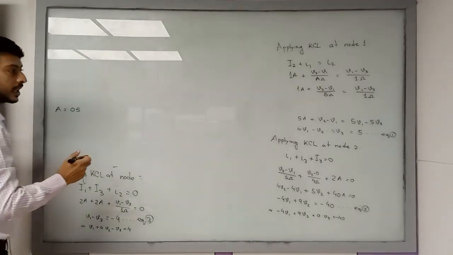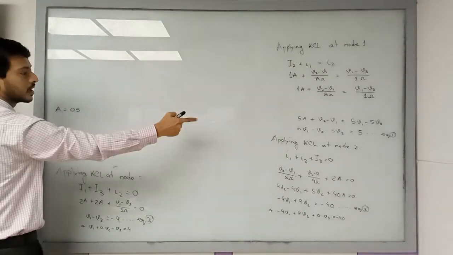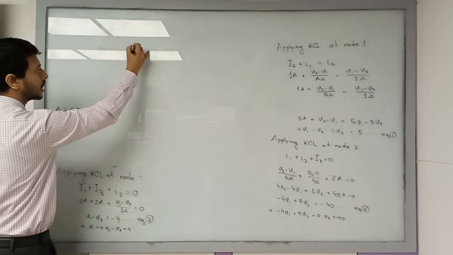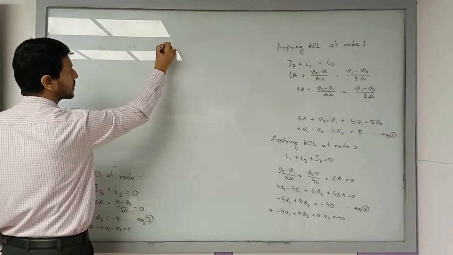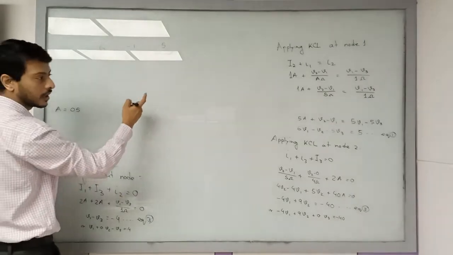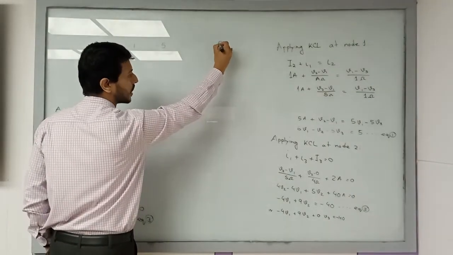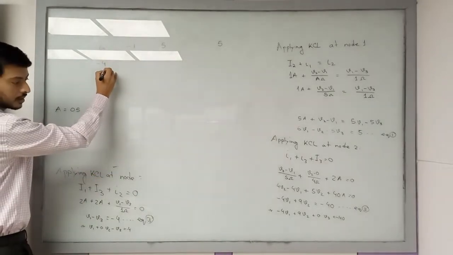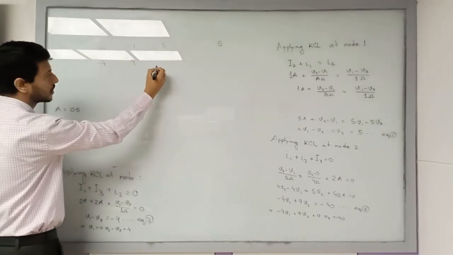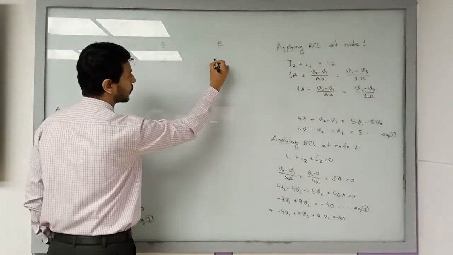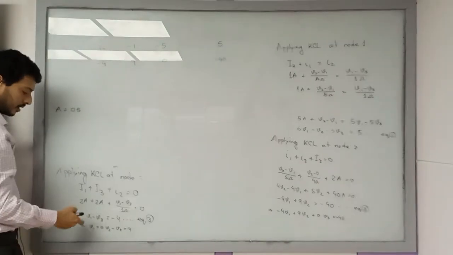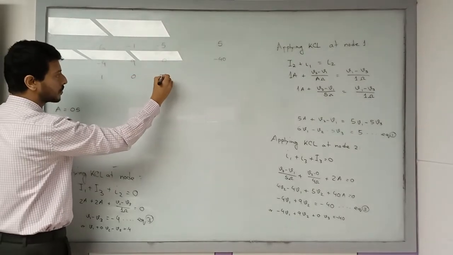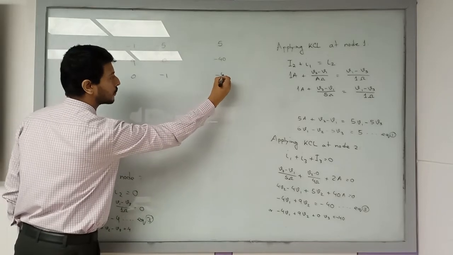So if I arrange them in a matrix form, it looks something like this. If I take equation 1, the first coefficient is 6. The second one is minus 1. The third one is 5, right? Now take the constant term first. This is 5, okay? Then go to the second equation. Minus 4, 9, 0, and minus 40, okay? And the third equation will give you 1, 0, minus 1, and minus 4.